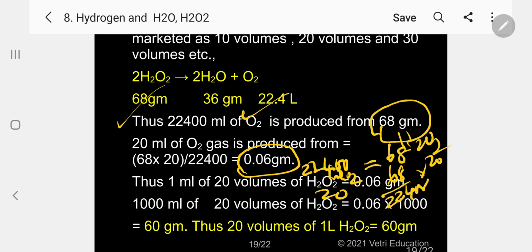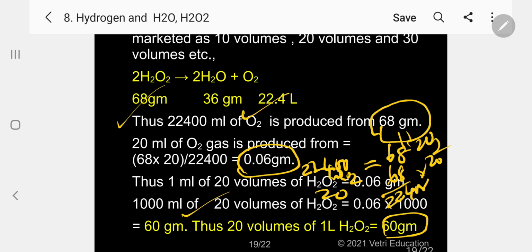What is the meaning of this? 1 ml of 20 volumes hydrogen peroxide contains 0.06 gram. So 1 liter means 1000 ml, and multiplying by 1000, you get 60 gram. Now we come to the final conclusion: 1 liter of 20 volumes hydrogen peroxide contains 60 gram.